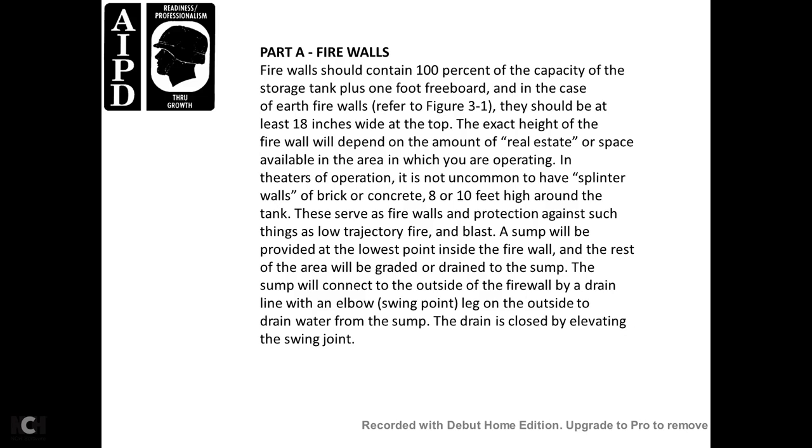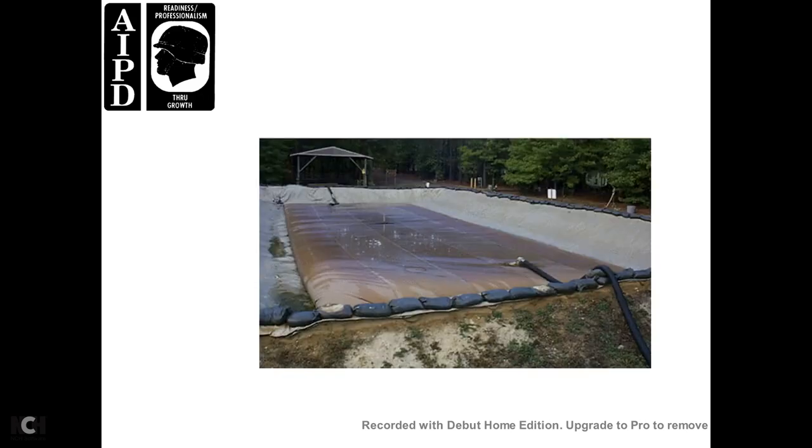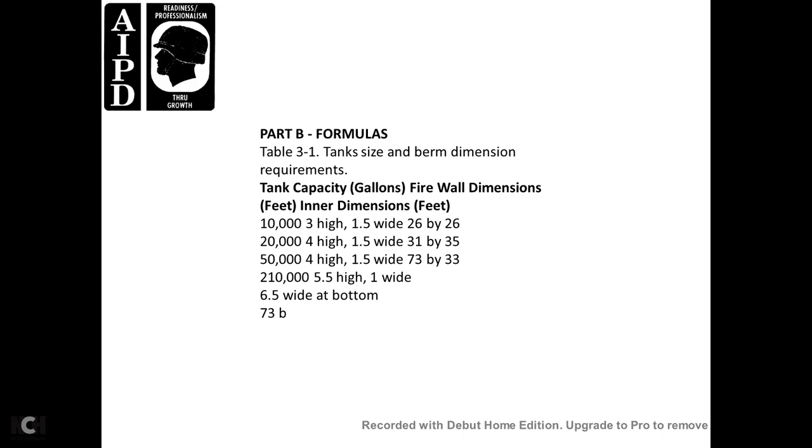The sump will drain to the outside of the firewall by a drain line with an elbow swing joint on the outside to drain water from the sump, and the drain is closed by elevating the swing joint. Alright, this shows the berm of the firewall.